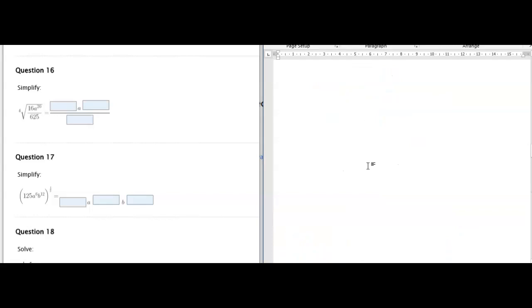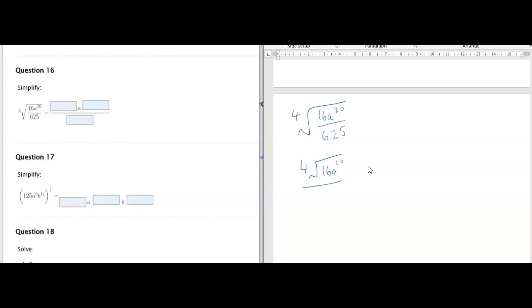Okay, maybe we'll make do with just one more page. Here we have the fourth root again. With my eyesight, I can hardly see that little a in the middle. The fourth root of 16a to the power of 20 over 625. Again, you can separate the numerator and the denominator. So we've got the fourth root of 16a^20 over the fourth root of 625.